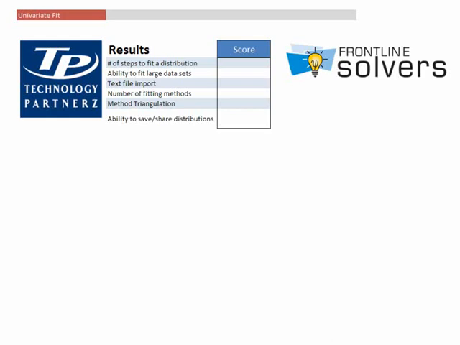I say 0.01 because they've updated it to fix some of the things we identified last week during our previous review of the additive model. Like with the other packages, we're going to do 50 trials of data, and then we're going to fit 150,000 trials of data and see how the tool behaves. Our first thing is to see how many steps it takes to do the distribution, and how it behaves while we fit a large data set. Is there the ability to import? How many fitting methods, fitting triangulation, and can we save and share distributions?